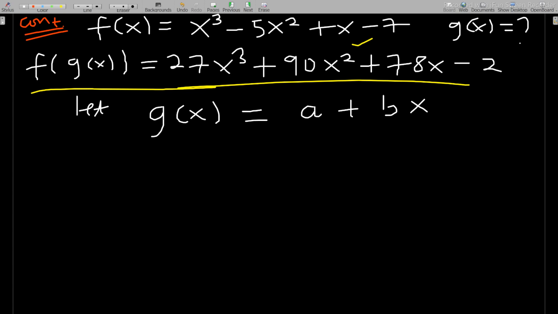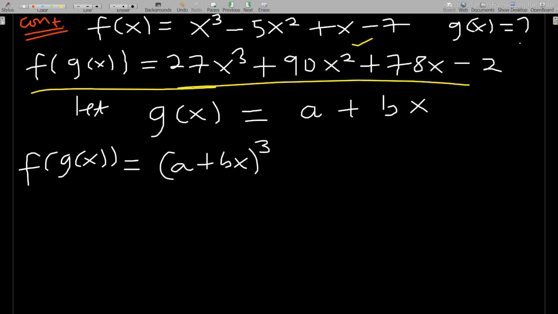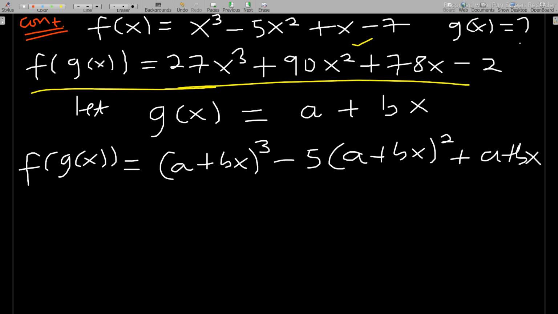So if you let g of x be this, then f of g of x in terms of what we've just said is actually equal to, we put a plus bx wherever we see x in f of x, like this: a plus bx, then cubed, minus 5 times a plus bx, then squared, plus a plus bx, then minus 7. I hope you understand this.